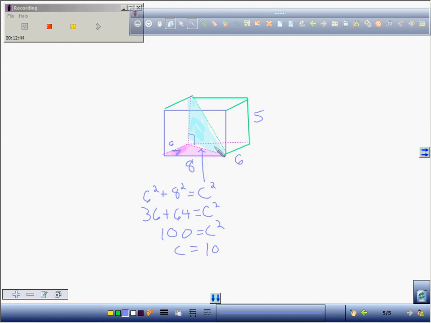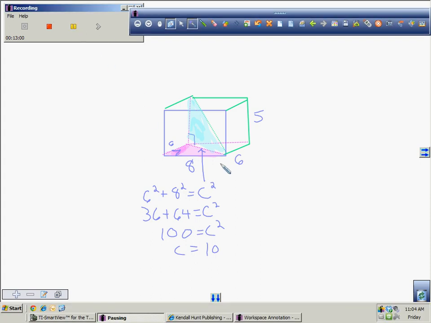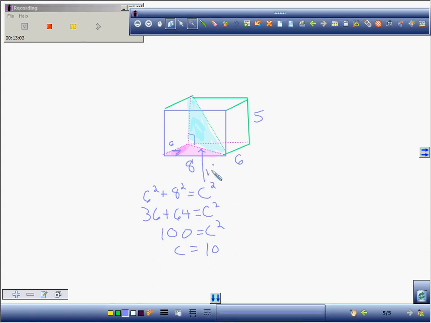I have a question. Isn't that one a leg, not the hypotenuse? It's the hypotenuse of this right triangle. It's a leg of this right triangle. So this side is 10.